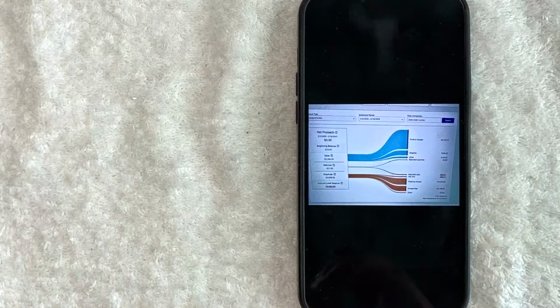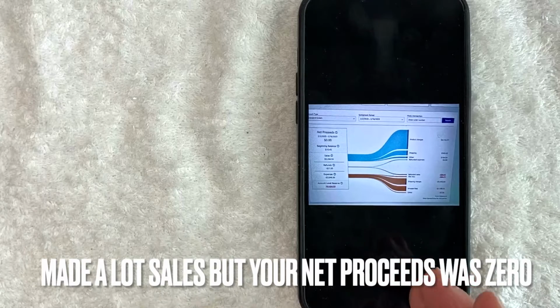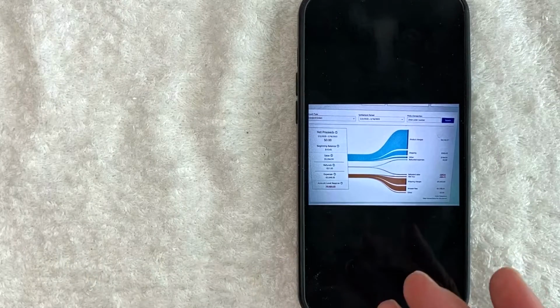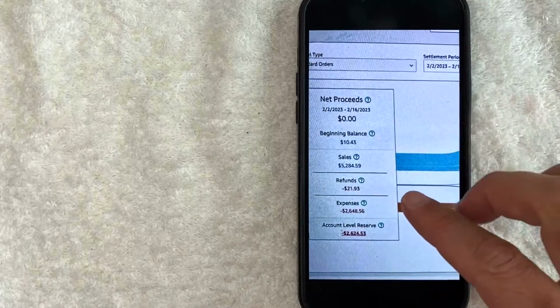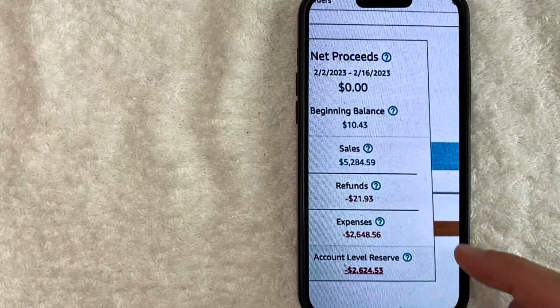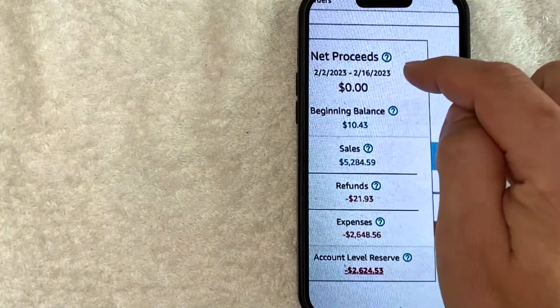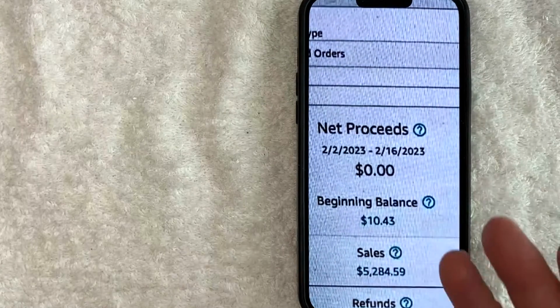But why would you want to know how to read this graphic? Well, that's pretty easy. Our subscriber actually messaged and she was alarmed because she made a lot of sales. However, her net proceeds were zero. So let me go ahead and go over this with you. First off, right here, you can see that she had made $5,284.59 in sales over a 2-week period. Now, she was really alarmed because you can see right here on net proceeds, it says zero. So where the heck did all the money go?